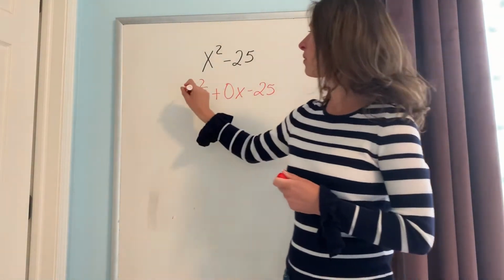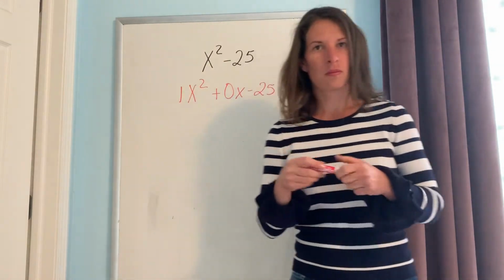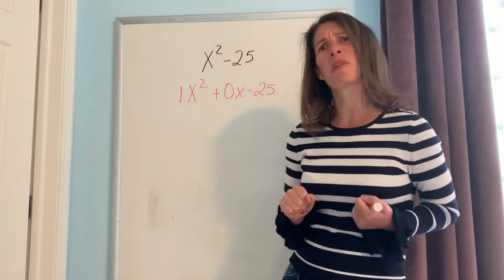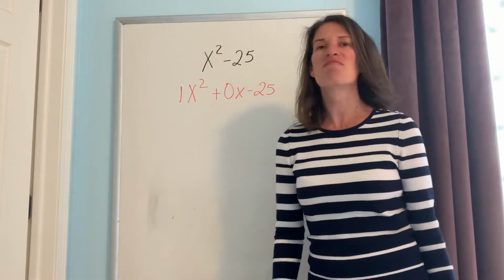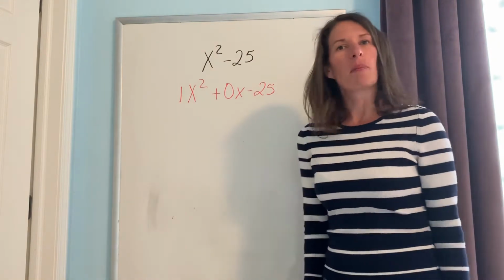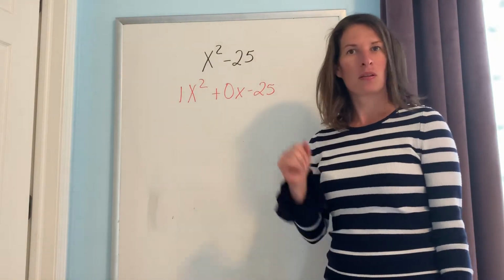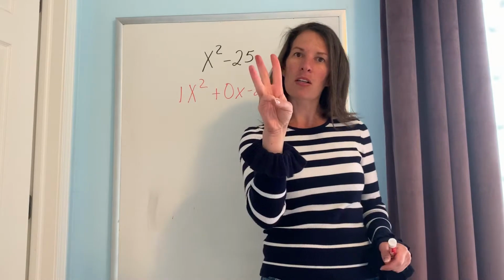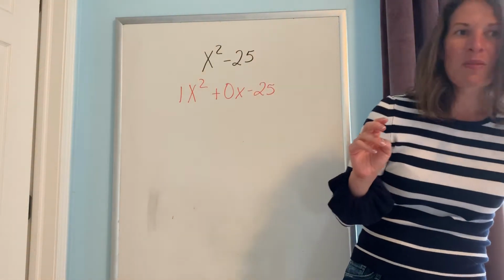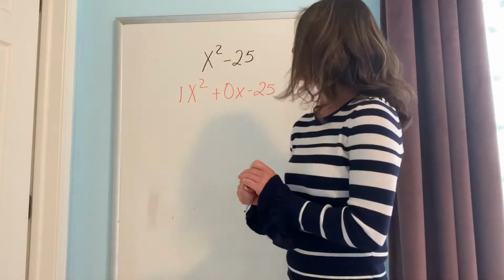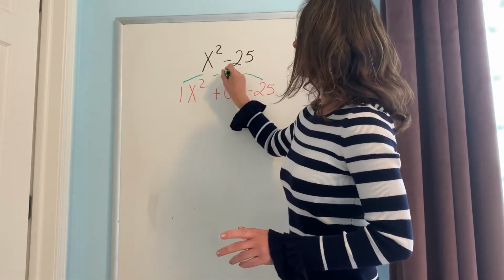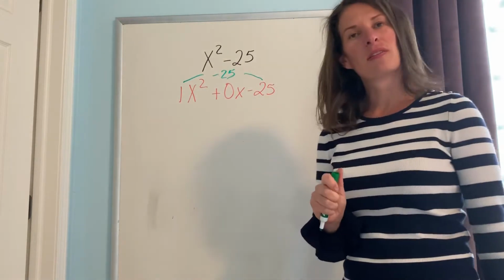There's a 1 here. So we see if we can take out a greatest common factor. Is there a number that can come out of all of this? No. That's a 1 and a 25 and a 0. No common number, no common variable. So what do we do? We have 3 terms, not 4, which means we're going to build a house. So 1 times a negative 25 is a negative 25.